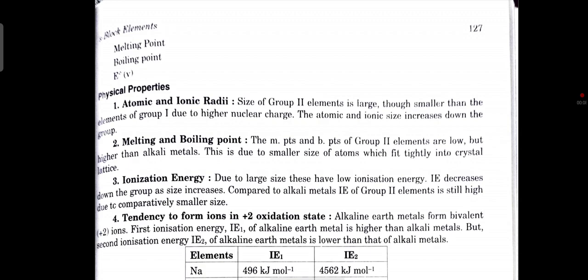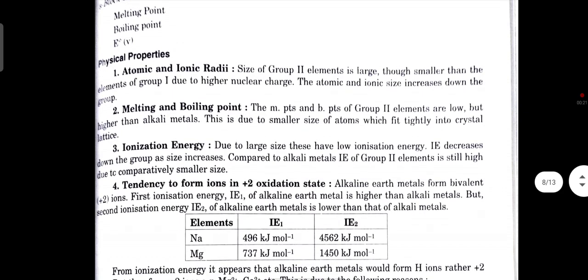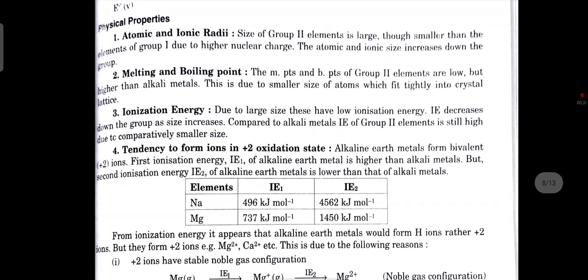The size of the group 2 elements is large, but smaller than the size of the elements of group 1 due to the higher nuclear charge. The atomic and ionic size increase down the group.